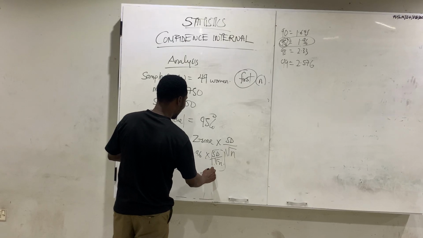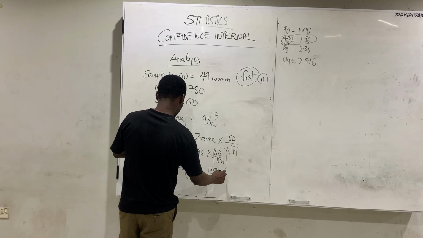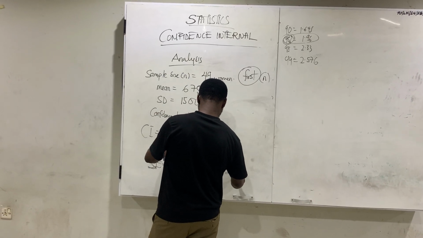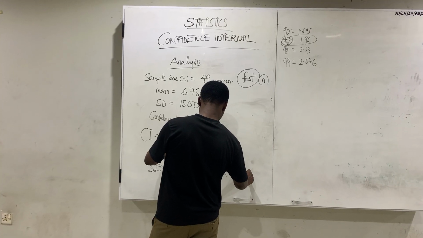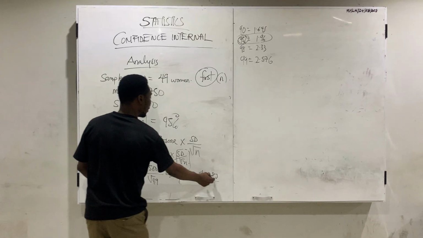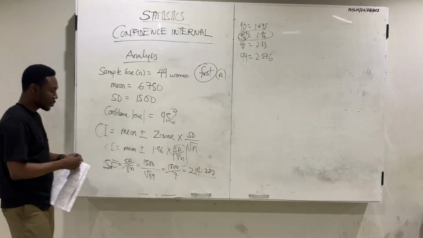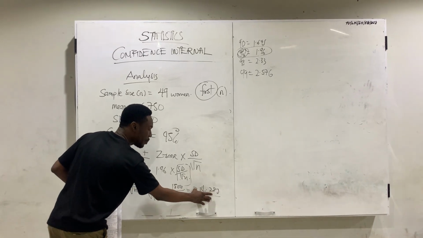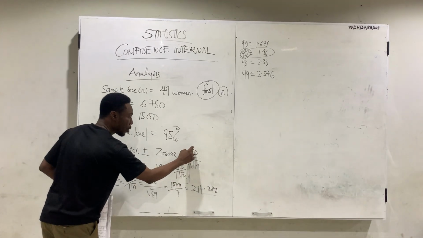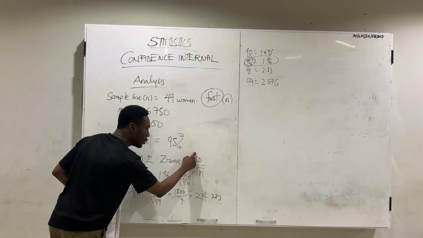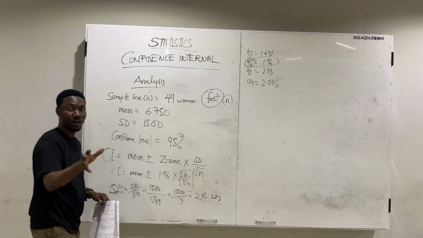So 1,500 divided by 7 is going to give us 214.285. You are going to get this. Okay, so this answer represents the standard error. It represents this alone, the standard error.